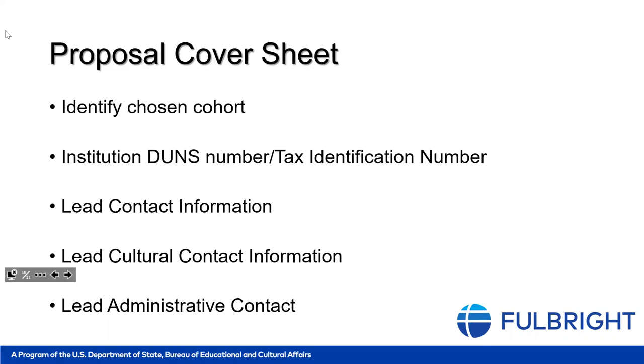You'll use the form that is created for your specific country, so you'll see it listed under either Egypt or Jordan, and they'll have the country reflected at the top of the proposal sheet. You will also have to include your DUNS number and all the lead contact information.